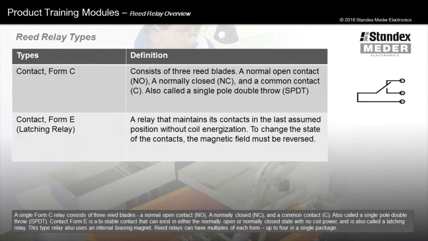A single form C relay consists of 3 reed blades: a normally open contact, a normally closed contact, and a common contact, also called a single pole double throw. Contact form E is a bistable contact that can exist in either the normally open or normally closed state with no coil power, and is also called a latching relay. This type of relay also uses an internal biasing magnet. Reed relays can have multiples of each form, up to 4 in a single package.